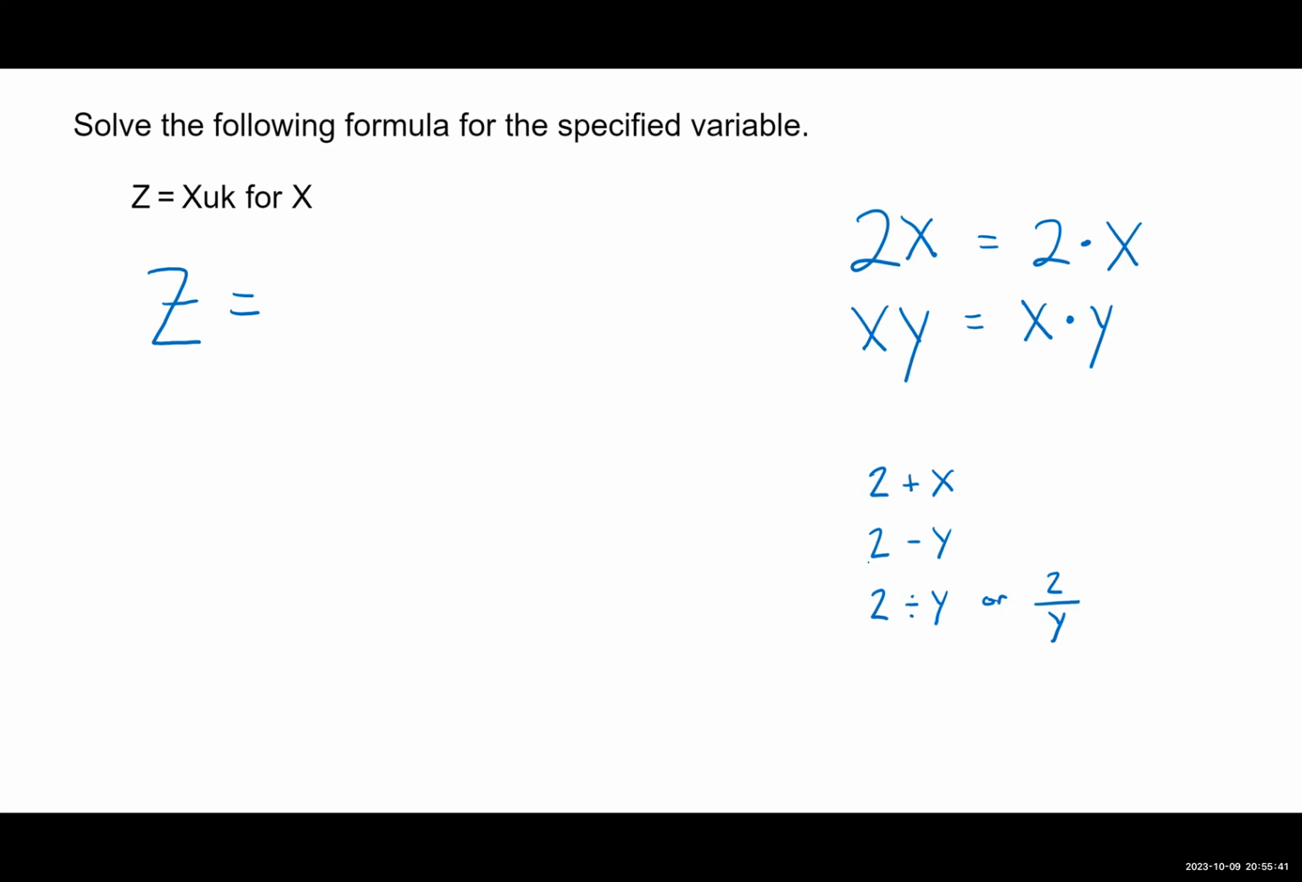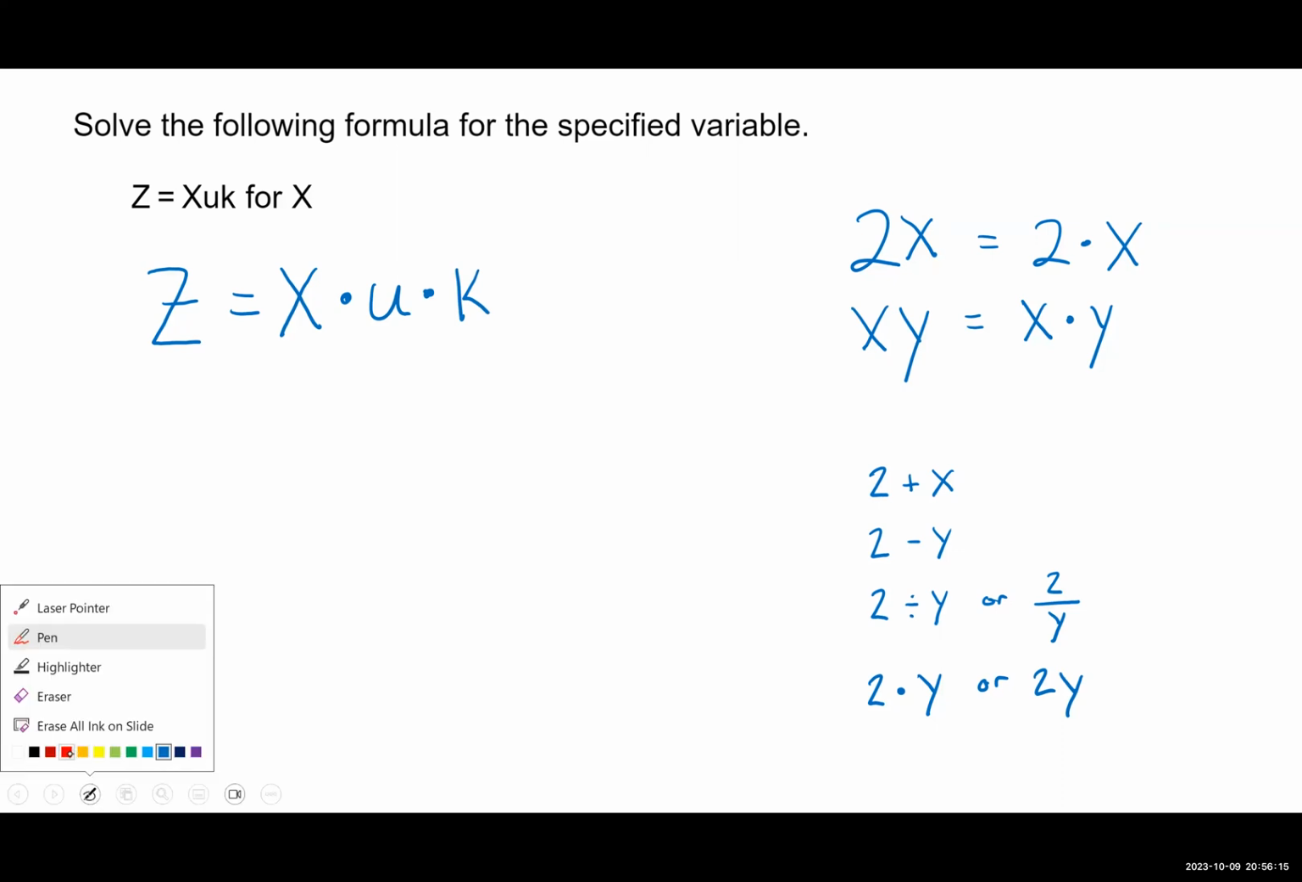But for multiplication, we could use the symbol 2 times y, or we could simply say 2y. So when we see xuk, what that literally means is x times u times k. Okay, so that's what this equation means.